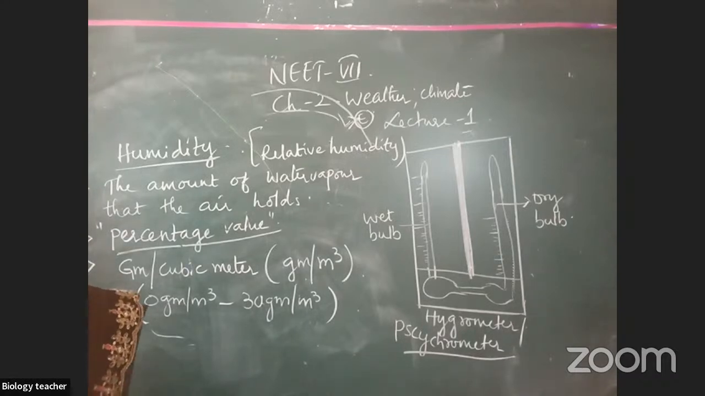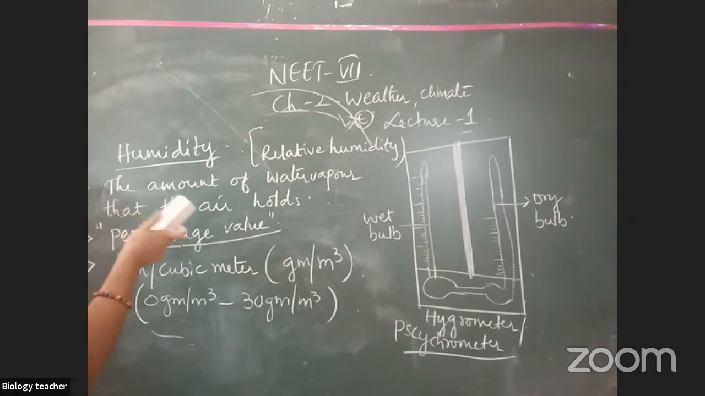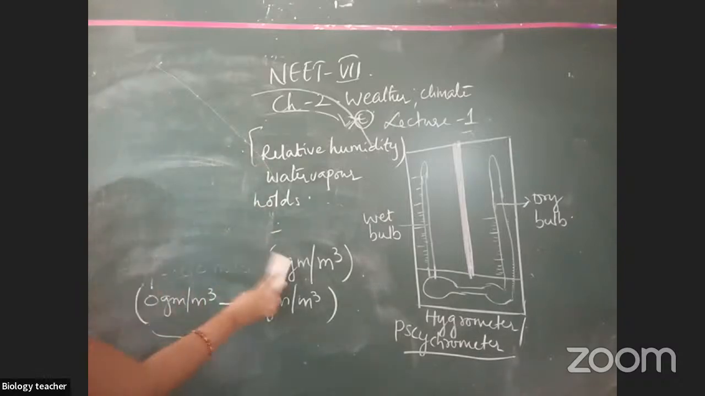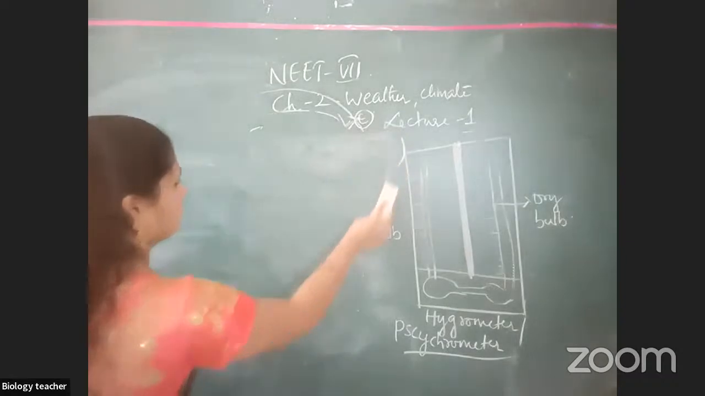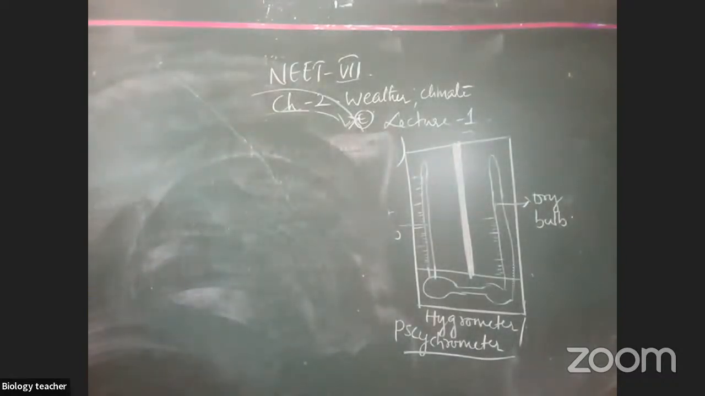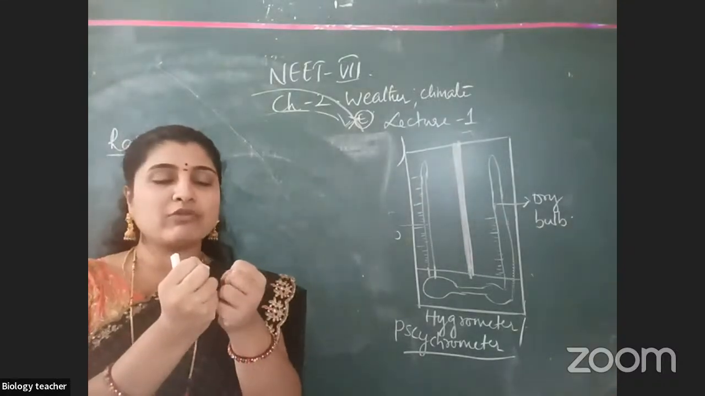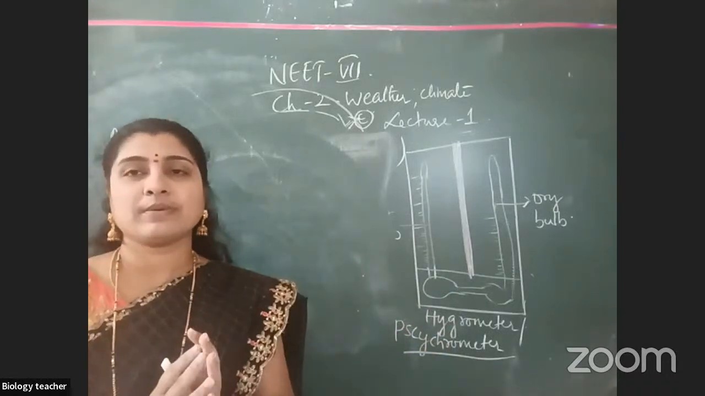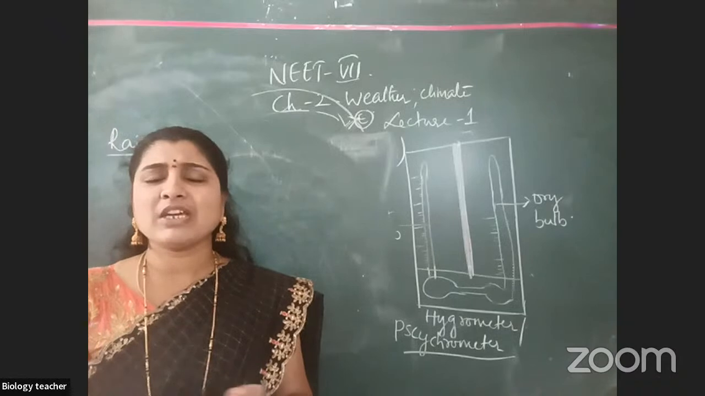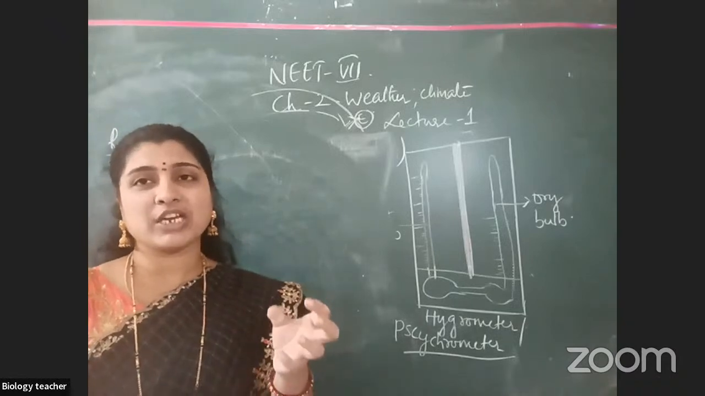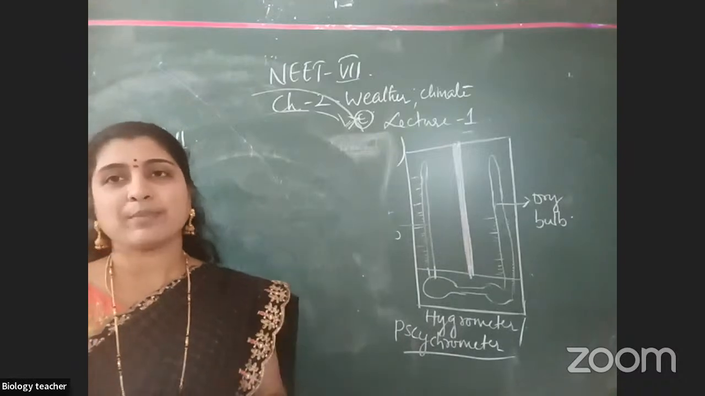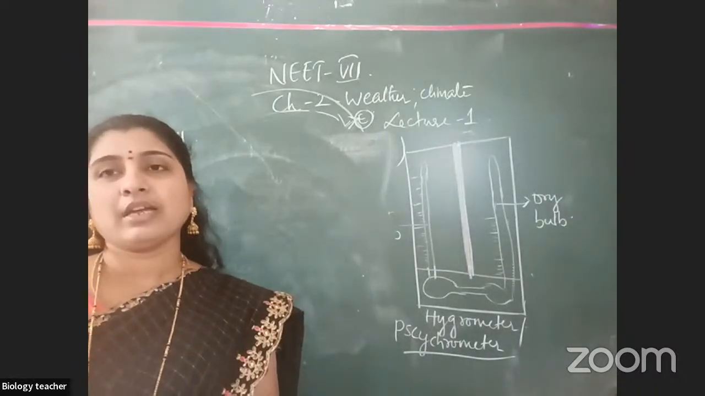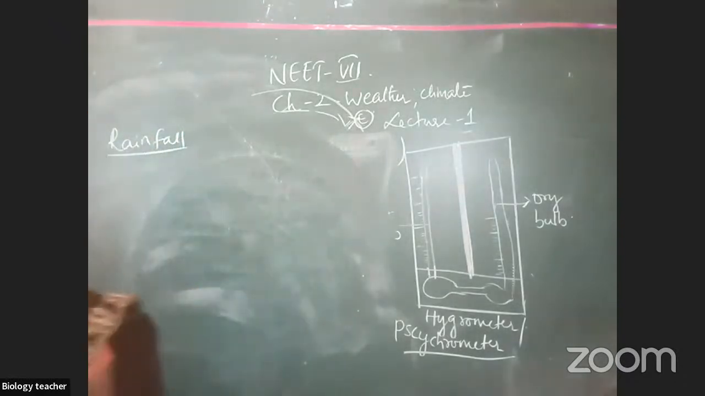Next, another topic is rainfall. When the air is holding water vapor and the water vapor becomes more, what happens? When the temperature cools down, the water vapor will change to water. So when the humidity in the air gets cooled down, then heavy rainfall happens.